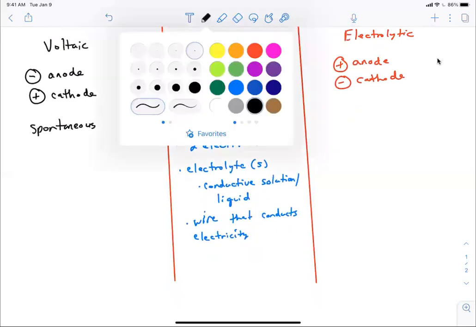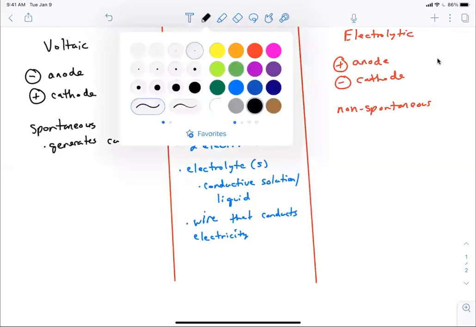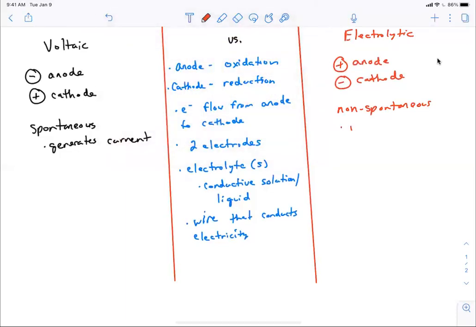Second thing, a voltaic cell is spontaneous. That means it generates current. So the voltaic cell is essentially like a battery. It produces electricity through its chemical reaction. Whereas an electrolytic cell requires a power source to force the oxidation and the reduction to happen.